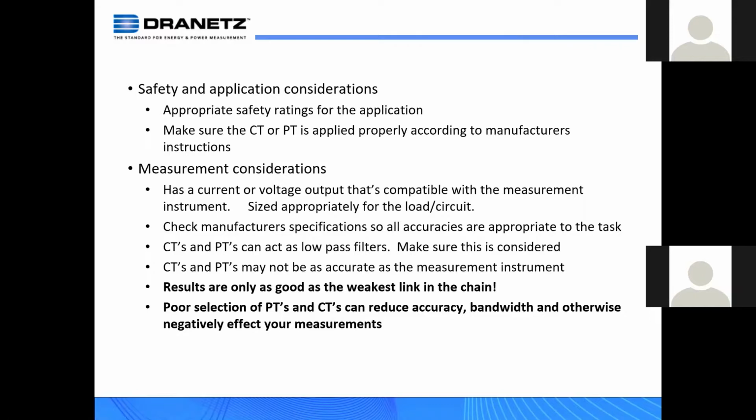Sometimes you may not have a choice. You're not going to connect your instrument in a 13 kV circuit directly, and you may have to deal with a PT. So just be aware that you may not be seeing some of the signals that the instrument's capable of, and keep that in your thought process. Again, you have to connect these safely, so you need to use these PTs and CTs to do so. If you're not seeing what you're looking for, they could be filtered out by those things, so plan accordingly. The moral of the story is the results are only as good as the weakest link in the chain. Make sure that they're appropriate for your application, and a poor selection or choice of these PTs and CTs can reduce your accuracy and bandwidth and otherwise negatively affect your measurements.